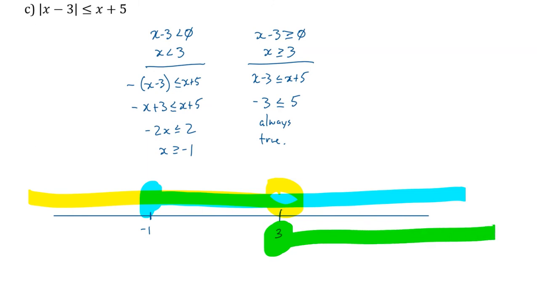How do I show always true? Yeah, very good. You just go straight across the whole thing, wouldn't you? That's what always true means. This equation is true for all values of x. So the entire number line.